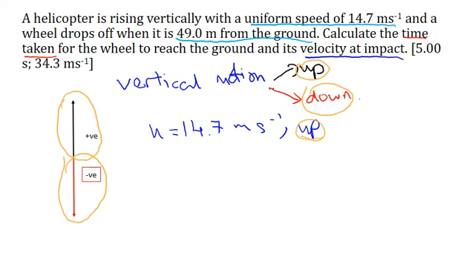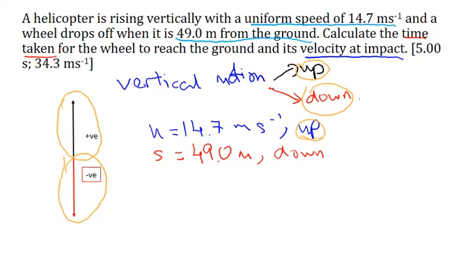Now, what other information we have is that the wheel falls 49 meters because the wheel falls off when the helicopter is 49 meters from the ground. So the displacement of the wheel to hit the ground is 49.0 meters. Now, displacement is a vector quantity. So we have a magnitude, which is 49.0 meters. And the direction of the displacement in this case will be down because the wheel is falling down. So the displacement will be downwards.